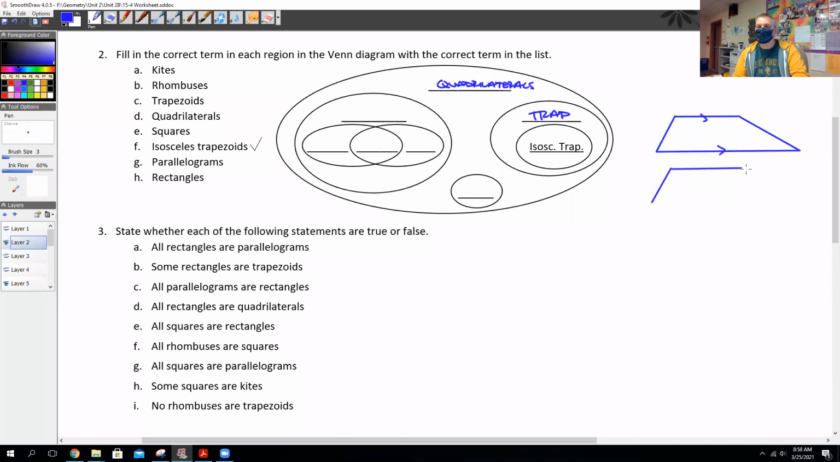Well, if it's got two sets of parallel lines, then it's a parallelogram. But I think I know what you're talking about. Right, equal sides. So these sides are still parallel, but then these side lengths, I've tried to draw them so they were the same, but these opposite sides, they're called the legs. Those are going to be congruent. So this is an isosceles trapezoid, and this is just a plain old trapezoid.